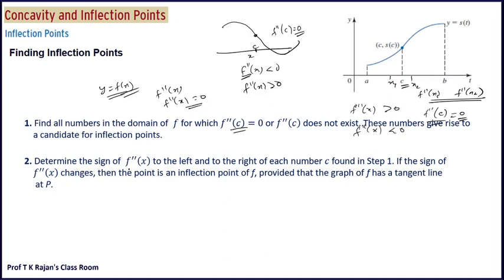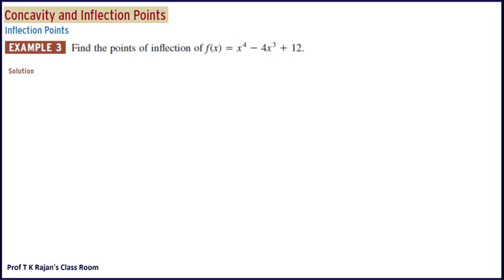The next thing is, if c is such a point, you find f double dash x to the left of c and to the right of c. Suppose c is such a point, you take x1 and x2 here, find f double dash of x1 and find f double dash of x2. If they are of opposite sign, then make sure that this c is an inflection point. Now let us take a problem.